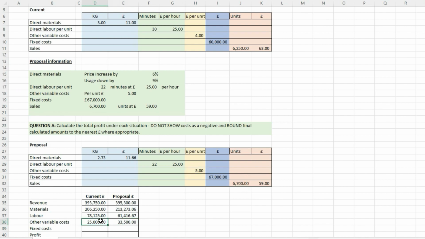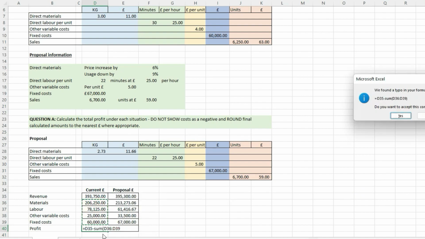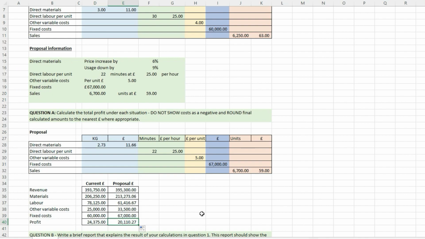So we get £25,000 in the current and £33,500 in the proposal. Fixed costs in current are 60,000 and 67,000 in the proposal. And to work out the profit, just take the revenue minus the sum of all of the above, and we can see here that the proposal is actually going to give us a lower bottom figure, so a lower profit overall than what the current does.